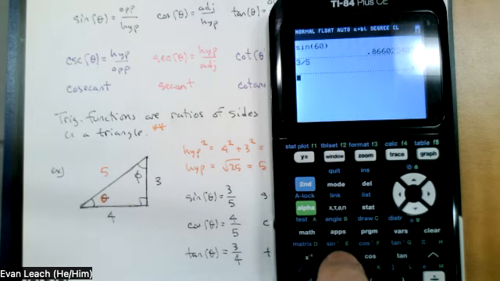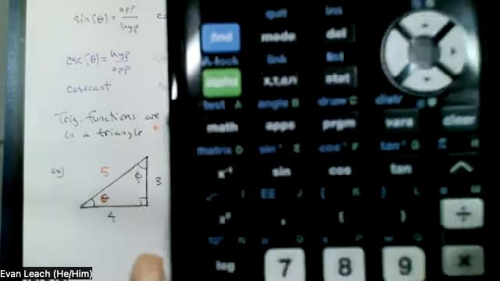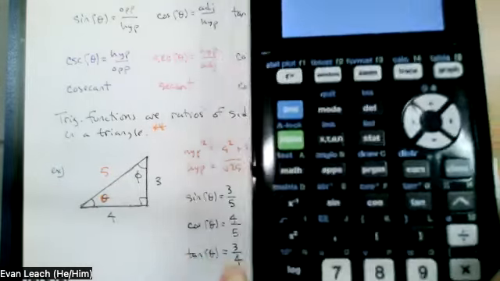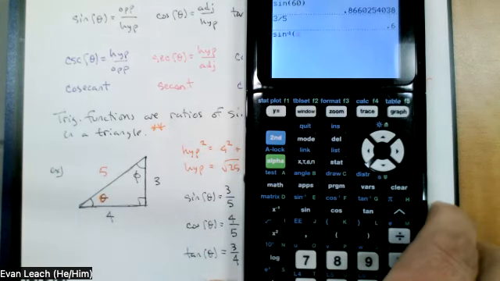Above sine, on my calculator, it's written in blue. If you have an old school TI-83, it's going to be written in yellow. It's a second function for each button. Each button has to have more than one function, otherwise there'll be too many buttons. So to get that sine to the -1, I press second, and that gives me sine inverse.